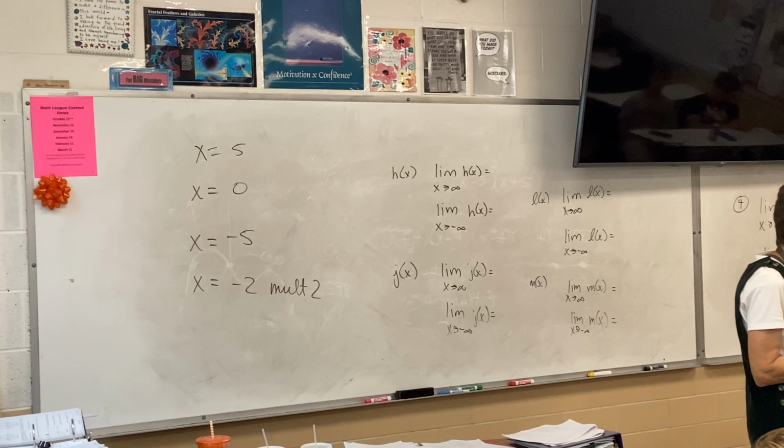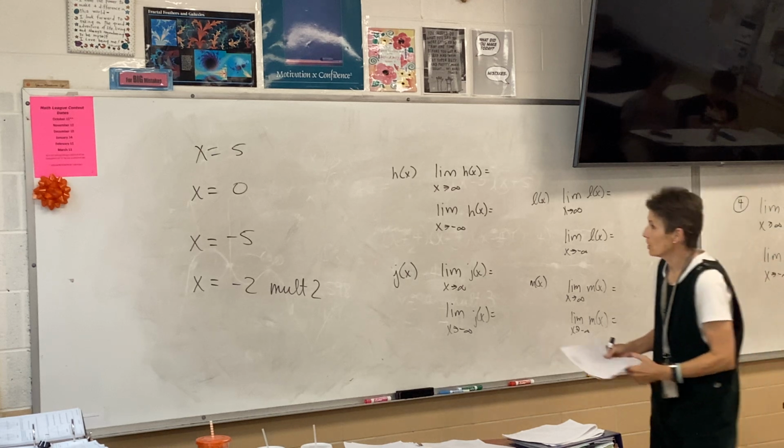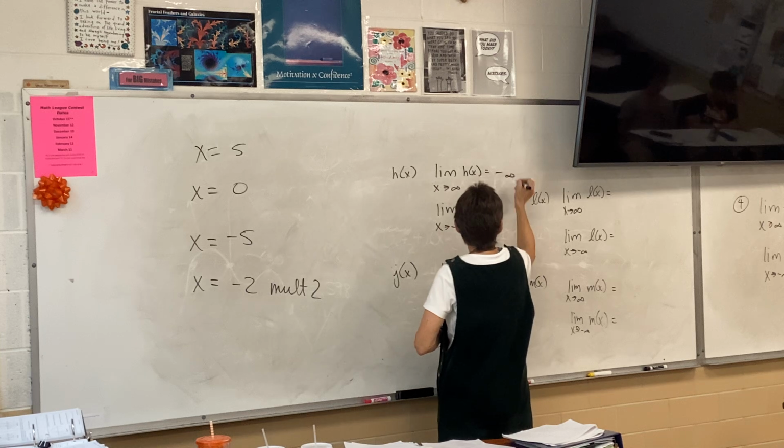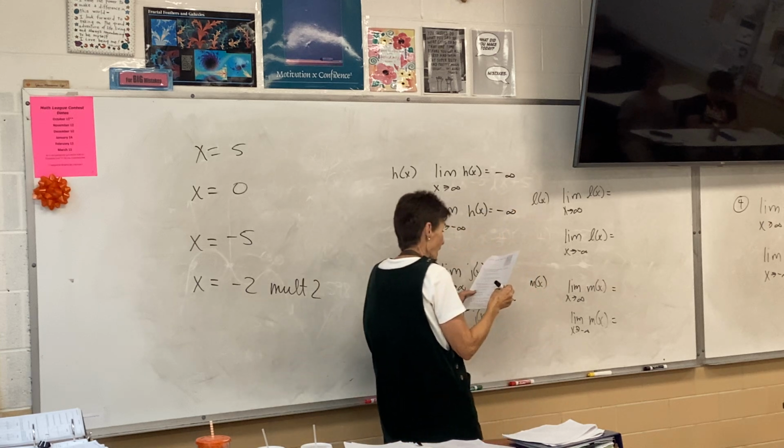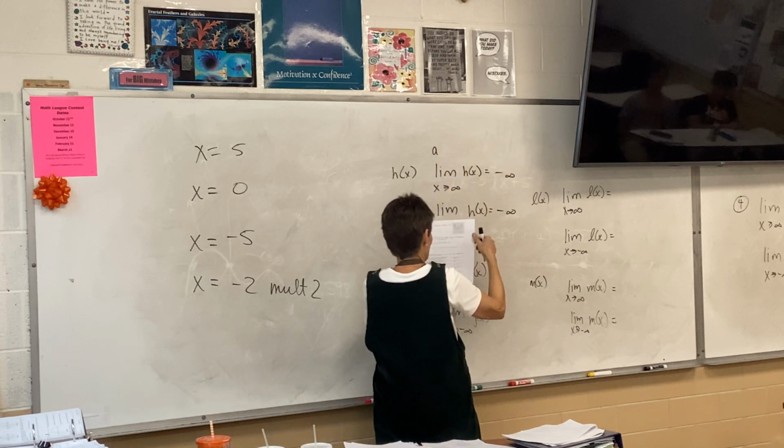There's a negative coefficient in front of it, which means it's going to be down, down. So for letter H, these are both negative infinity. So that means A and B.